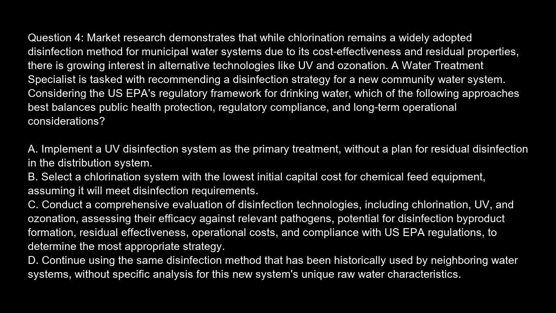Option A. Implement a UV disinfection system as the primary treatment, without a plan for residual disinfection in the distribution system. Option B. Select a chlorination system with the lowest initial capital cost for chemical feed equipment, assuming it will meet disinfection requirements.